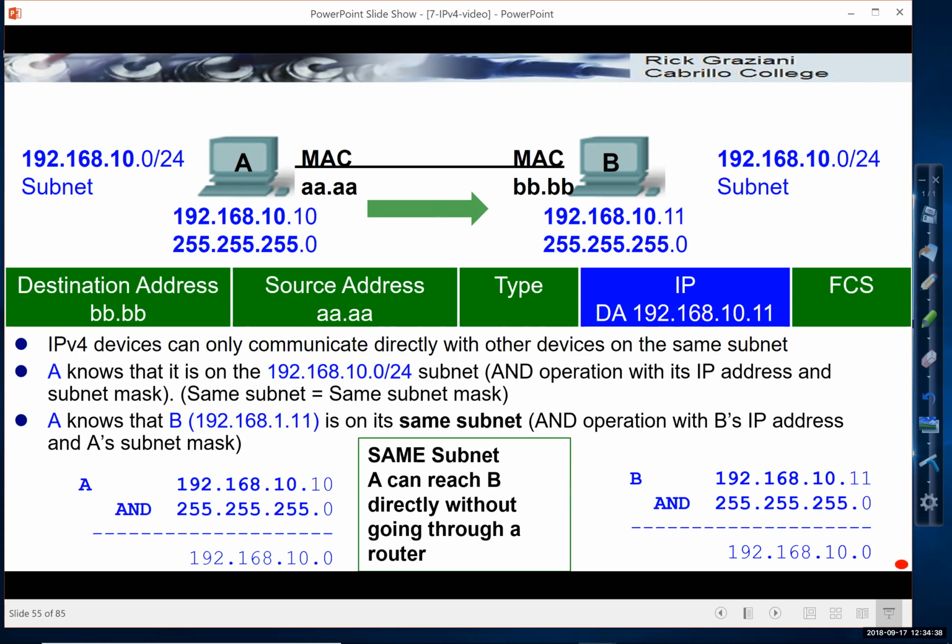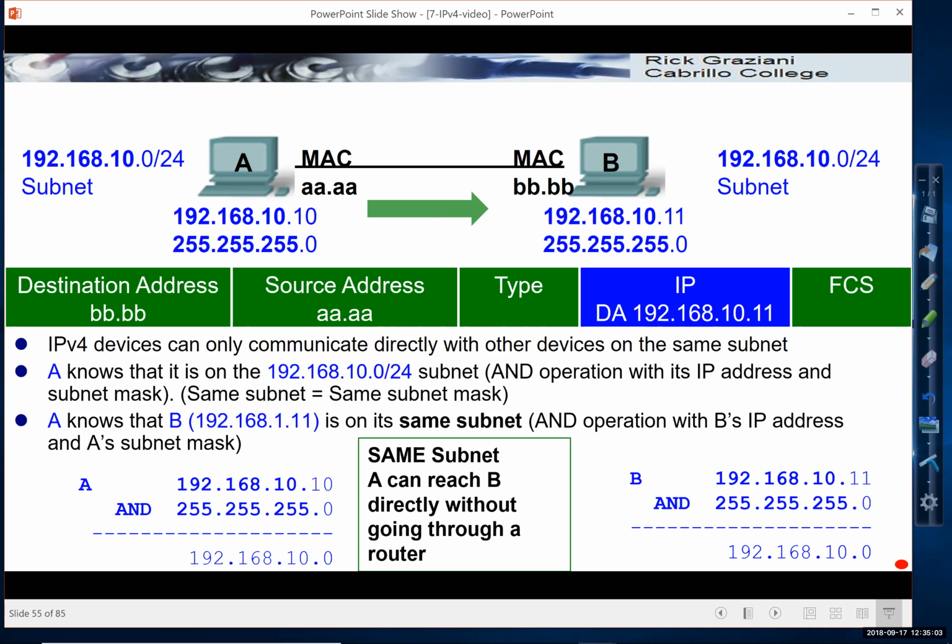Remember, if it doesn't know the destination MAC address, what will it do? You're right. Well, first of all, it checks its ARP cache to see if it has the MAC address associated with this destination IPv4 address. If it does not, it sends out an ARP request, gets an ARP reply from B, has its MAC address, and goes ahead and sends it out.